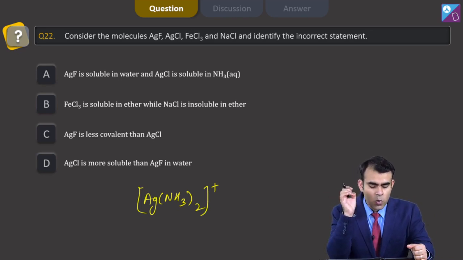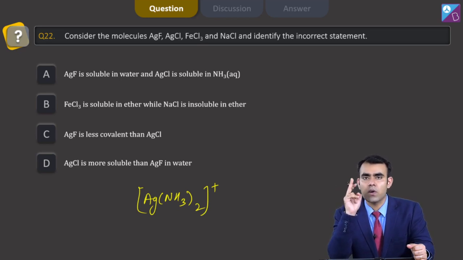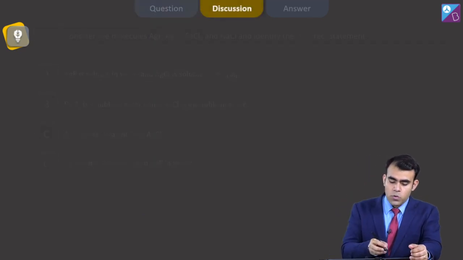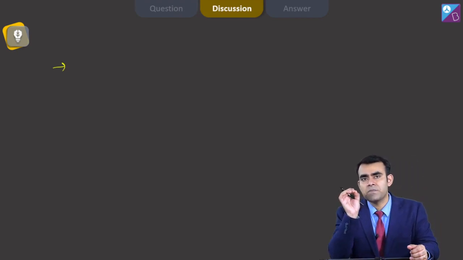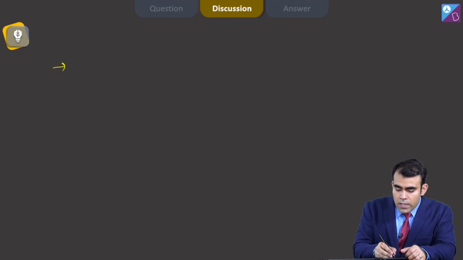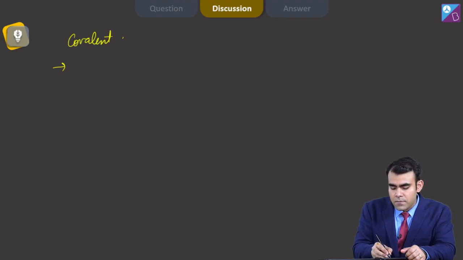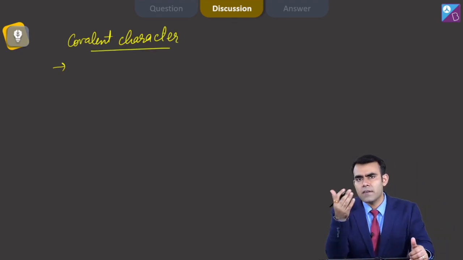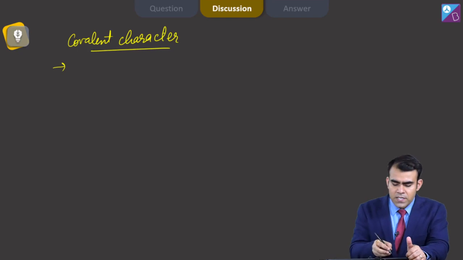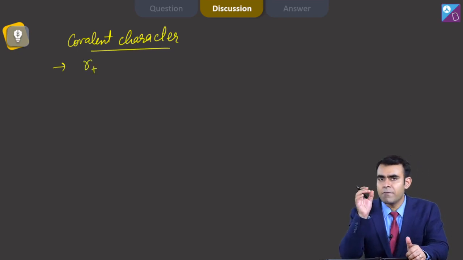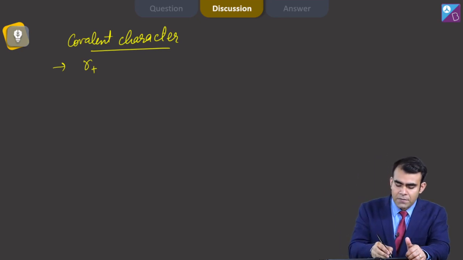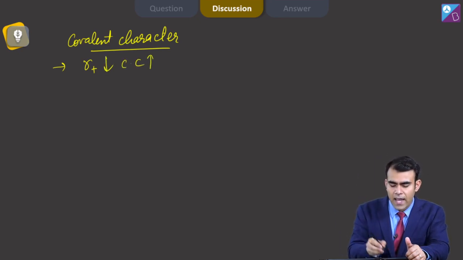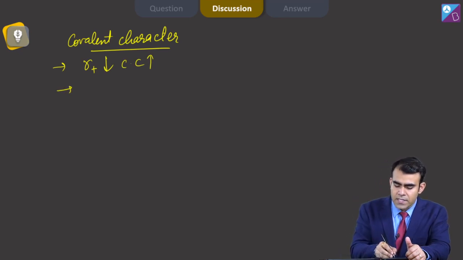AgF is less covalent than AgCl. Now here we have to look at Fajan's rule. Now Fajan's rule, what does it say? It says that the covalent character in any ionic compound is basically determined by 5 factors. What are those factors? First is the radius of the cation. If the radius of the cation is smaller, then it has higher polarizing power and covalent character is high and ionic character is low. Second is the radius of the anion.